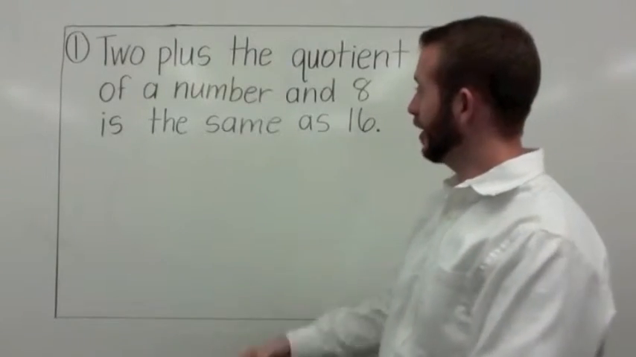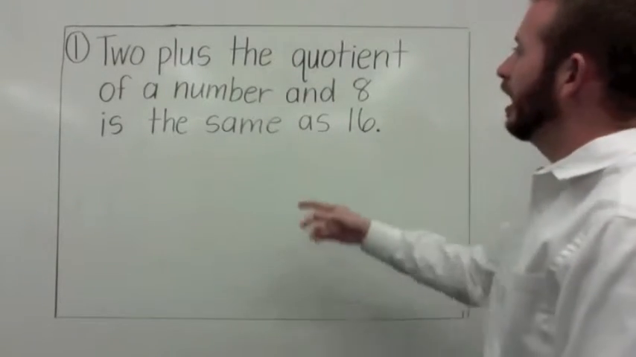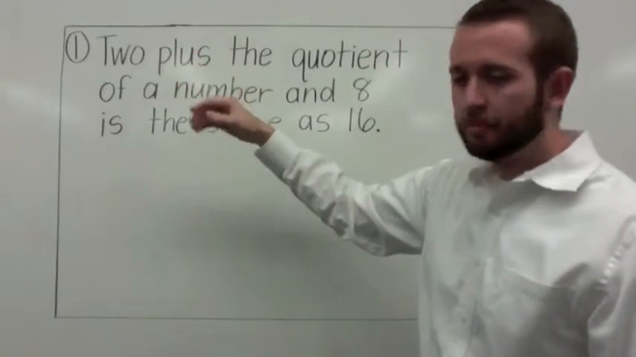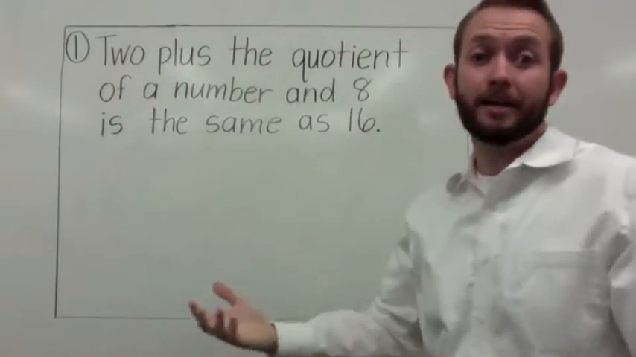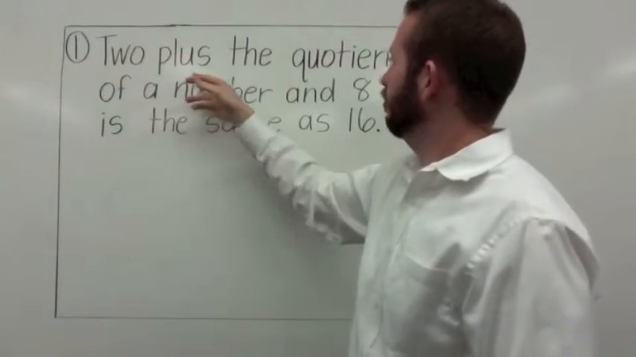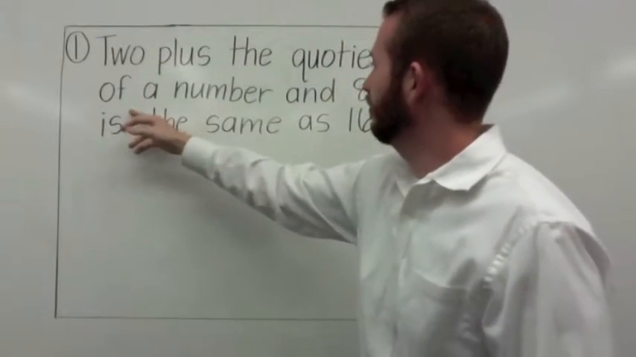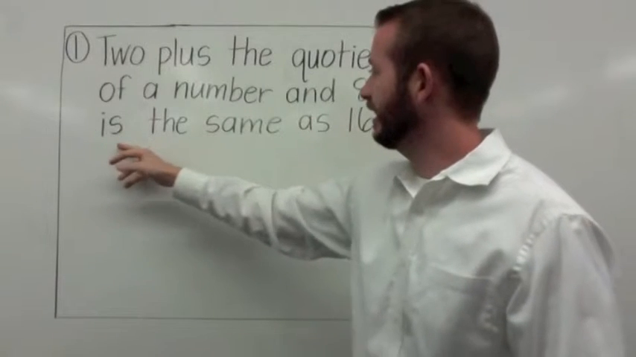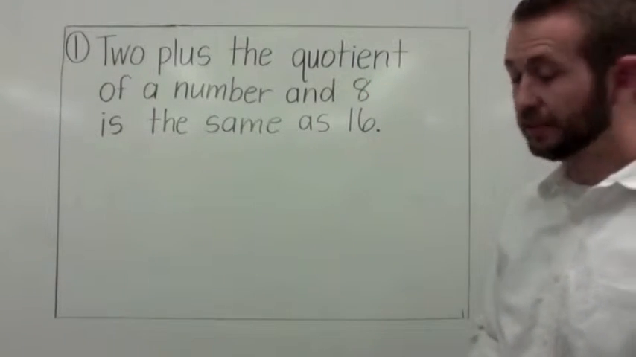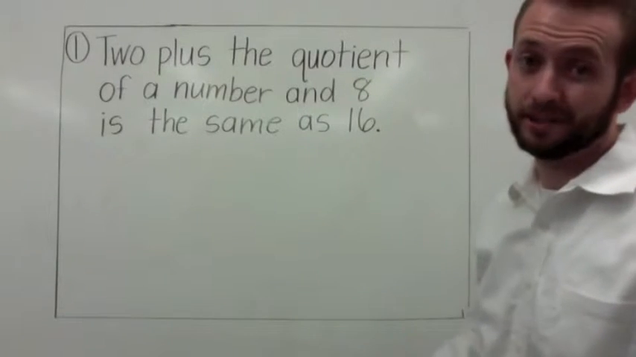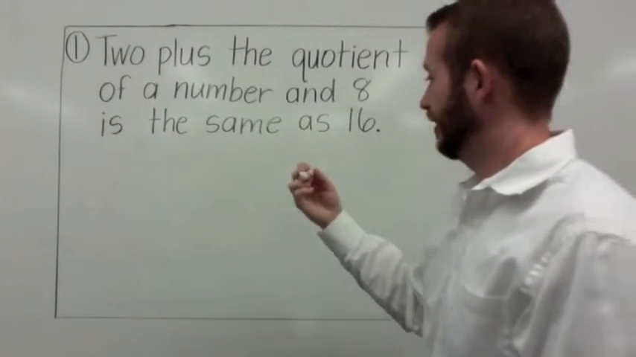All right, children, we'll begin with a word problem. I don't know if you remember these. This goes back a couple sections ago, but this is a sentence, and we're going to turn it into a math sentence. 2 plus the quotient of a number and 8 is the same as 16. There are a number of things you could start with. One, you can start with just identifying numbers. I identify the number 2.